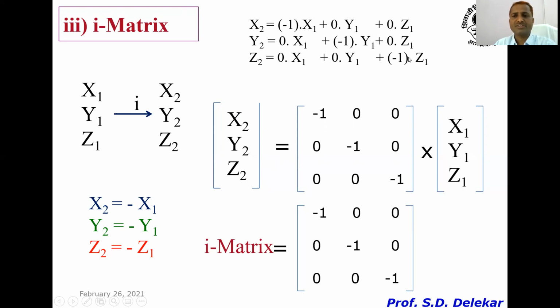So these three equations can be written in matrix form as this is one matrix. Then here it is minus 1, 0, 0, then 0, minus 1, 0, 0, 0, minus 1, into x1, y1, z1. So at the end, the I matrix is minus 1, 0, 0, 0, minus 1, 0, 0, 0, minus 1. So because of the same, the character of this matrix is minus 3.